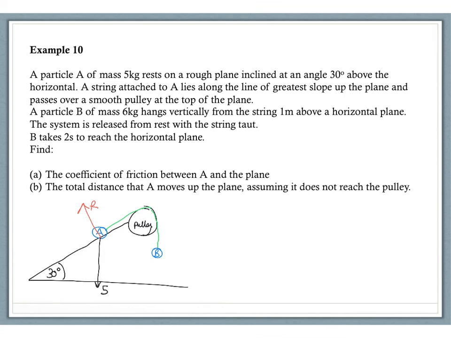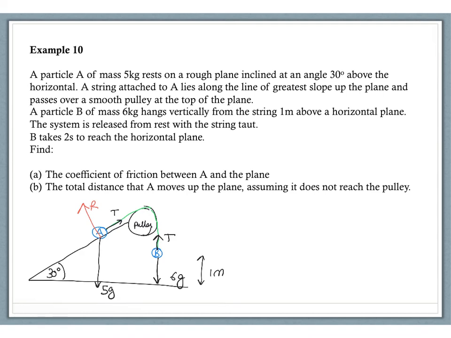So A has a weight of 5g, B has a weight of 6g, and we know that there is a tension in the string like that, pulling B upwards, and a tension in the string like that, pulling A up towards the pulley. Now, we know that B hangs 1 meter above the ground, and the system is released from rest with the string taut, and B takes 2 seconds to get to the horizontal plane.